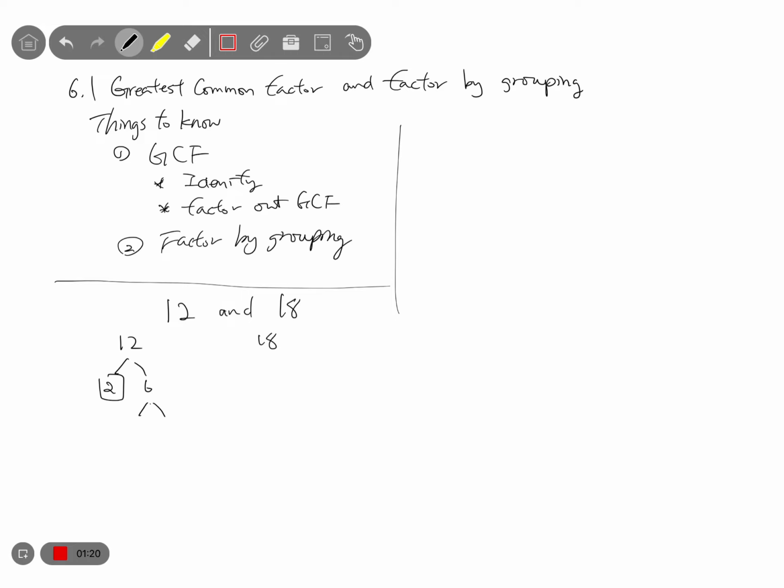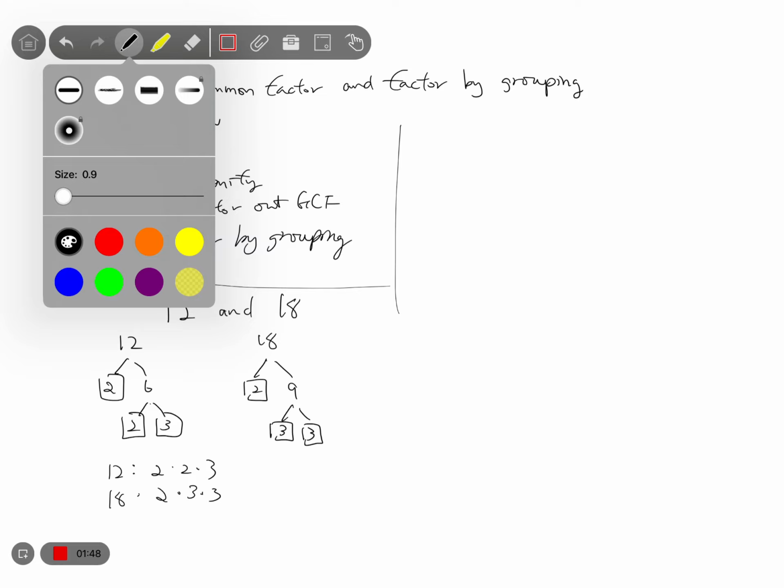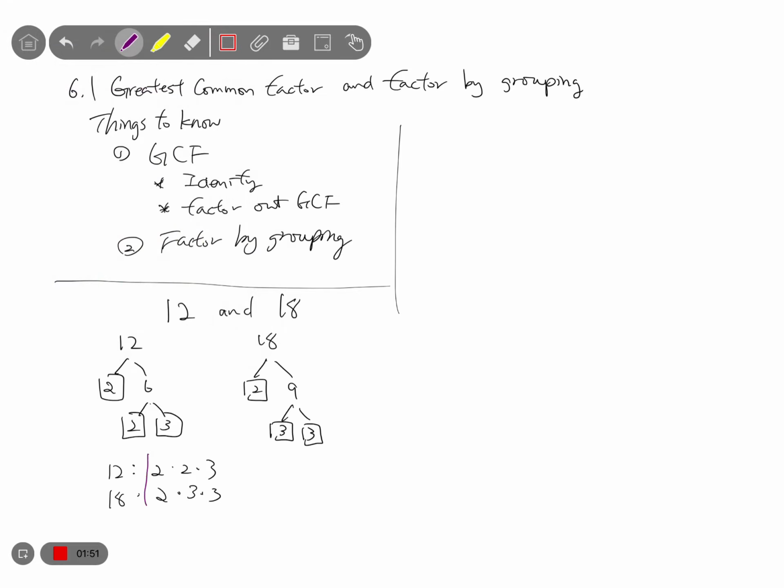Same idea with 6, right? Which two numbers multiply to equal 6? You got 2 and 3. So from here, we know 12 is 2 times 2 times 3. Same idea with 18. 2 times 9 is 18, and then 9 is 3 times 3. So 18 is 2 times 3 times 3. And from here, now we're looking for something in common. Notice they have a 2 in common. They also have a 3 in common. So the GCF in this case is 2 times 3, which is 6.